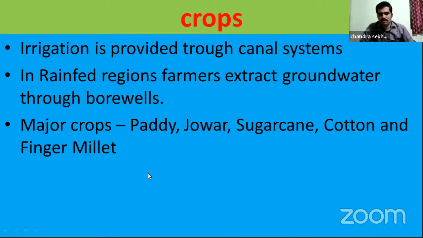So what are the major crops in this river basin? Irrigation is provided through the canal system. So canals are there, providing water to the crops. In rain-fed regions, farmers extract groundwater through bore wells. As we discussed earlier, some of the people who do not have canal water irrigation facility depend on groundwater by digging deeper bore wells. The major crops are paddy, jowar, sugarcane, cotton, and finger millet. So these are the important crops.